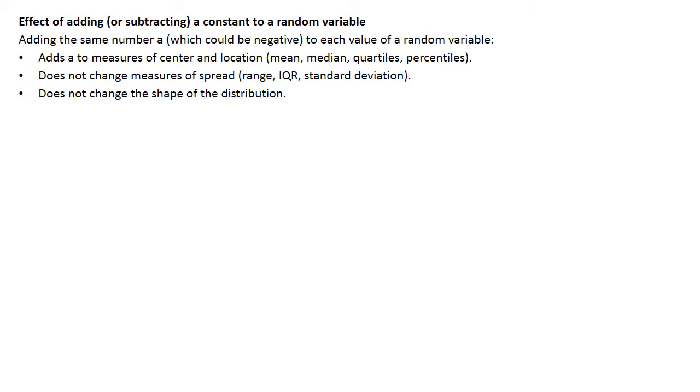And here's a summary of that. So if we add a constant to every value of a random variable, it does add that constant to the measures of center and location, but not to the measures of spread. And it still does not change the shape of the distribution.